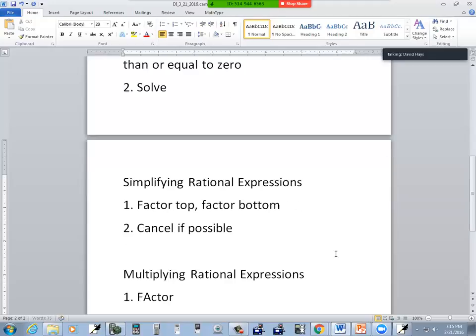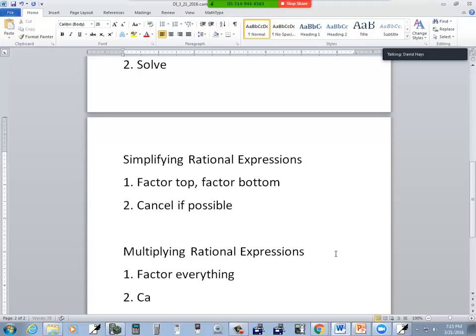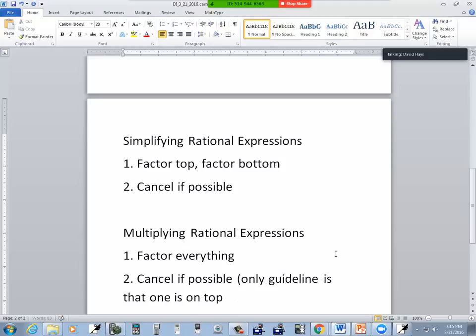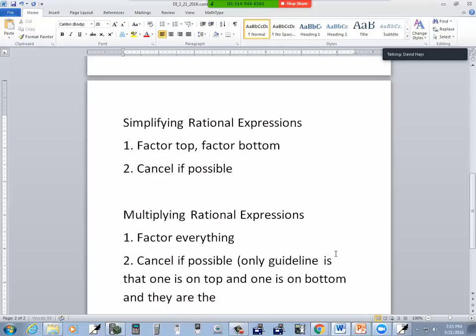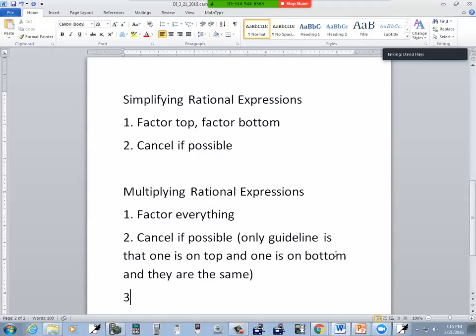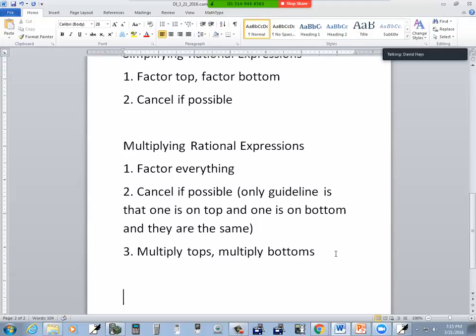Step 1. Factor everything. Step 2. Cancel if possible. Only guideline is that one is on top and one is on the bottom, and they're the same. Step 3, multiply the tops, the numerators, and multiply the bottoms, the denominators. Pretty much every time we deal with rational expressions, you have to be good at factoring. That's kind of key on it.